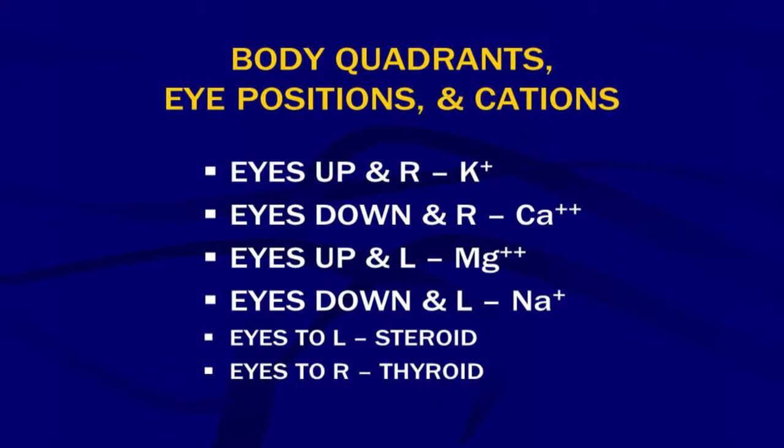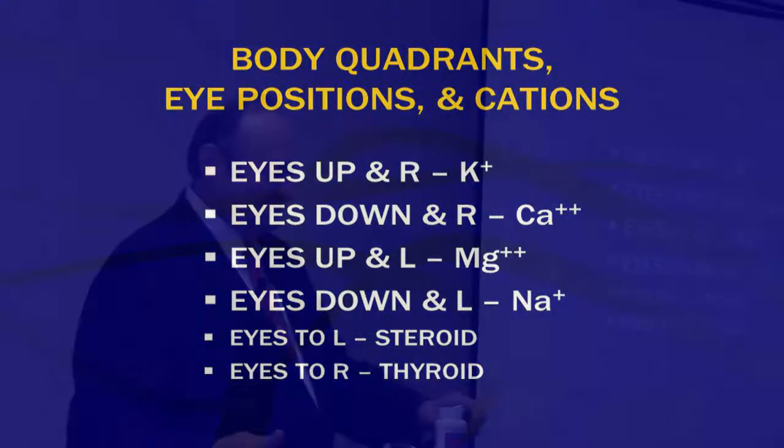So body quadrants and eye positions in the cations: if the eyes up and right strengthen, they may need more potassium. If the eyes down and right strengthen, they need more calcium. Eyes up and left strengthen, they may need more magnesium. Eyes down and left strengthen, they may need more sodium. Eyes straight to the left strengthen, they might need steroid activity. Eyes right strengthen, they may need more thyroid activity.